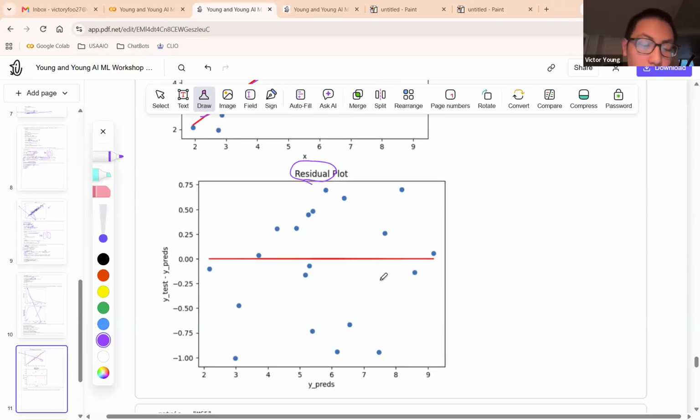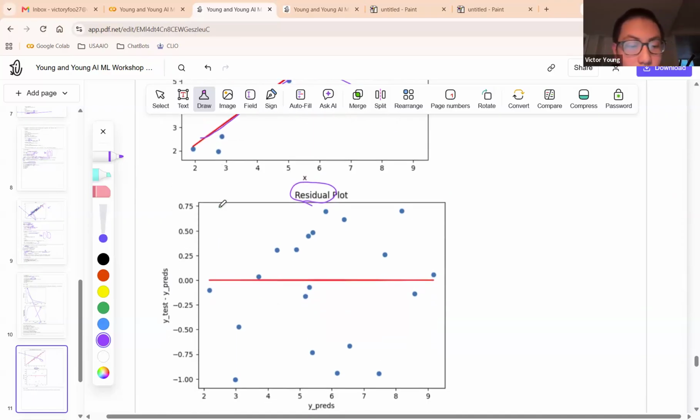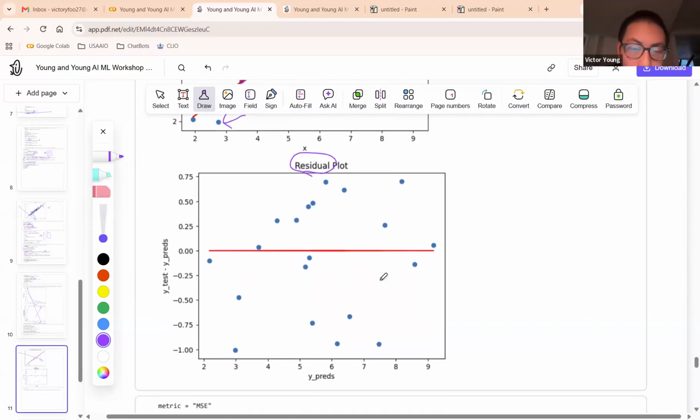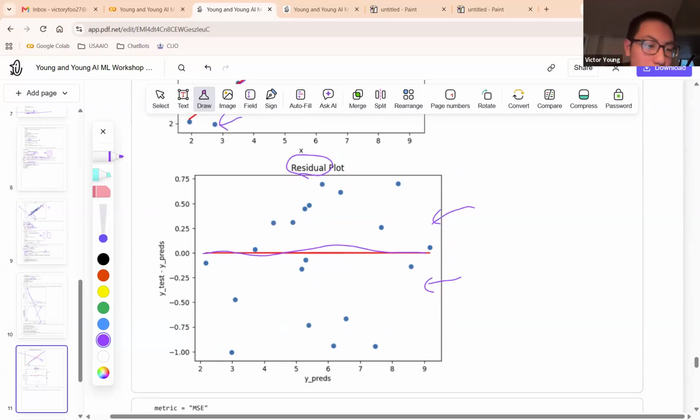So if some points are above the line, if the test point is above the line, then the residual is positive because it's Y test minus Y pred. If the test point is below the line, then the residual is negative. So you can see here. And they're all centered around 0, which is good because we want the Y test and the Y pred to be close.